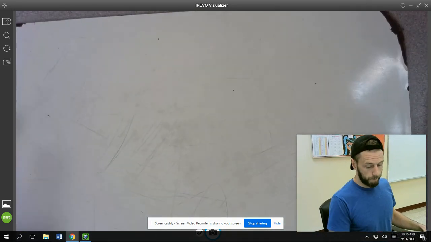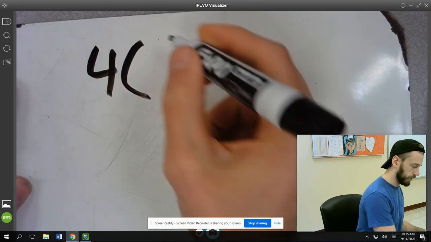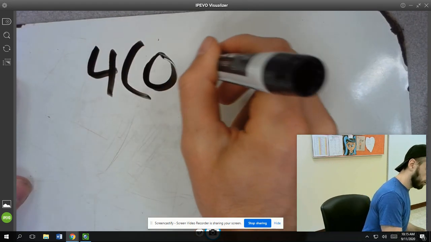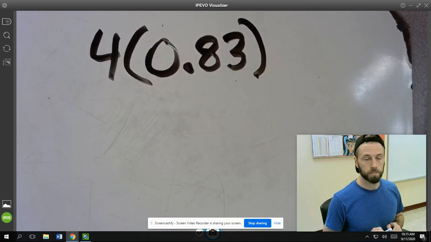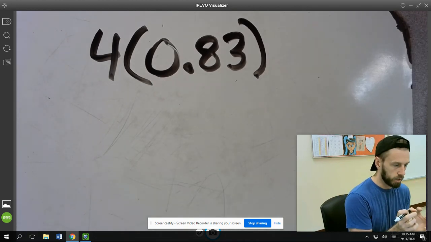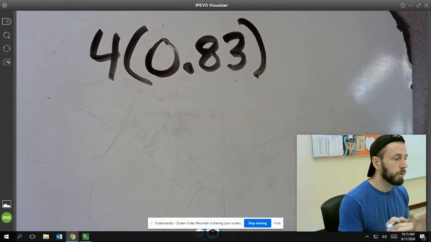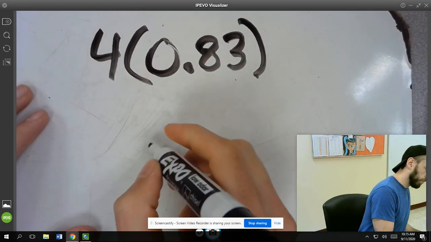Today we're going to be multiplying decimals, however. So this one will be 4 times, let's take the decimal 83 hundredths. Okay? Now in order to multiply these, again, we're going to take the number with the most digits. Not the biggest number, just the one with the most digits. So this one has more digits in it. So we're actually going to take that one and we're going to put it on top.